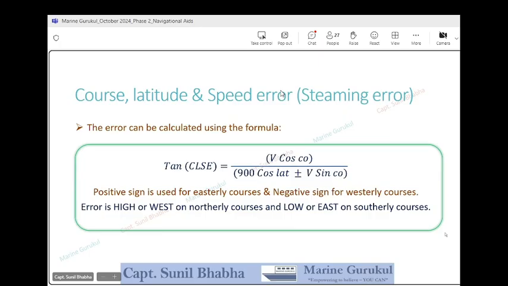Clear, beta? Any doubts? Sir, this V is the speed. Yeah, V is the speed of the ship, beta. Okay, all right.